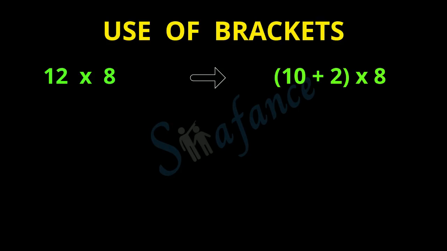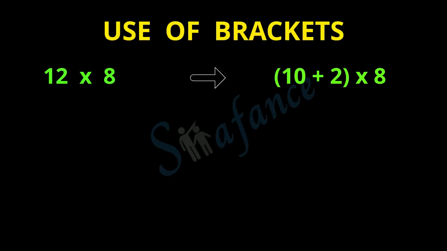Now we will not solve inside the bracket as there is a multiplication sign outside the bracket. So we will multiply the outside digit separately with the digits inside the bracket. Let us see how. In this case, first we will operate on the first digit inside the bracket.